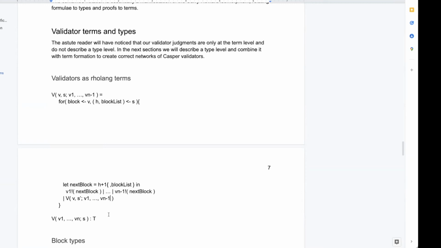Okay, so that's a quick sketch of the kind of Rholang term that would describe a validator. Any questions about that? I mean, obviously it will be more complex than this, but I'm just sketching it out so that people can get a sense of how you might do that in Rholang.